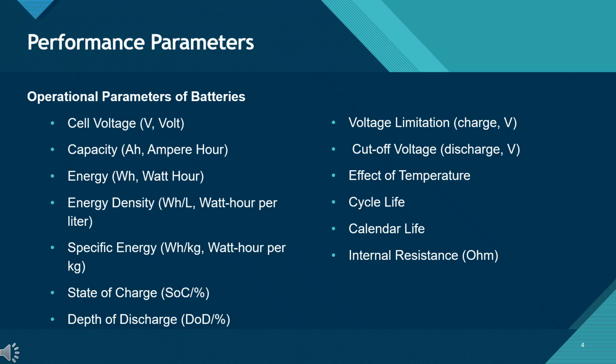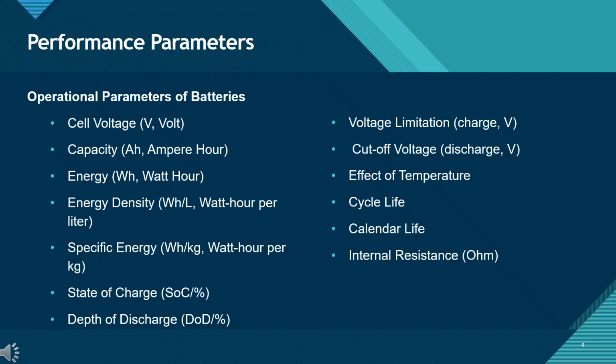When analyzing battery operation, it is essential to understand certain operational parameters. Cell voltage, the basic electrical potential a cell provides. Capacity, measured in ampere hours, indicates how much charge the cell can store. Energy, expressed in watt-hours, is essentially capacity multiplied by voltage. Energy density and specific energy, which measure how much energy can be stored relative to volume and mass, respectively.